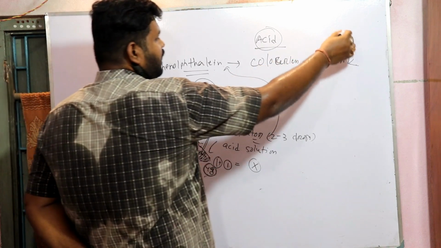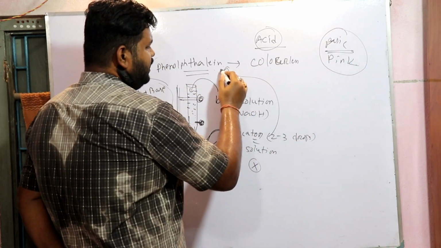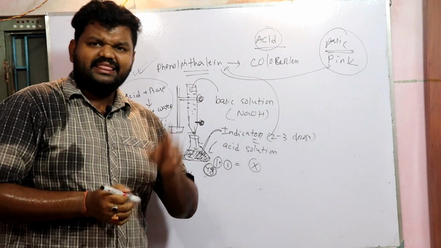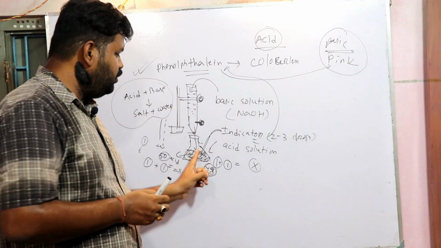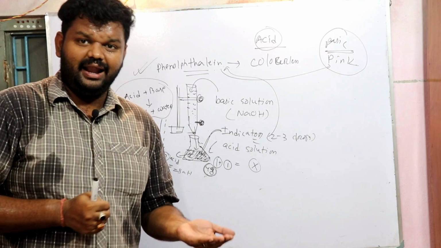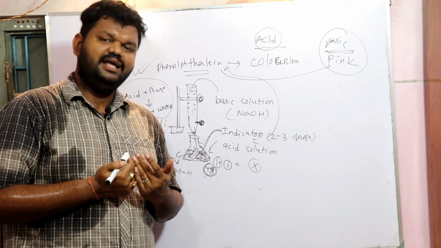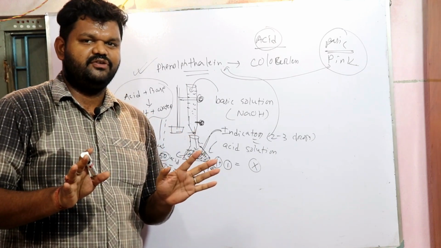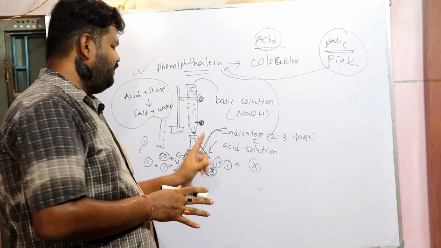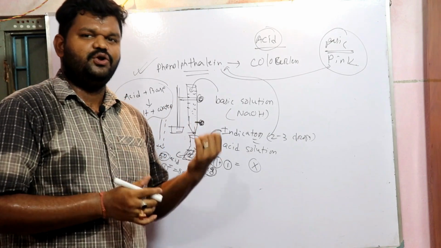And we know the color of phenolphthalein indicator in basic solution is pink. That means at that very moment when the solution turns into pink color, then we will definitely understand that our neutralization process is over. That means no more acid solution is present here. That means right now we know this solution is basic.